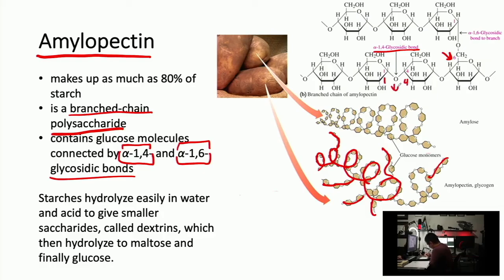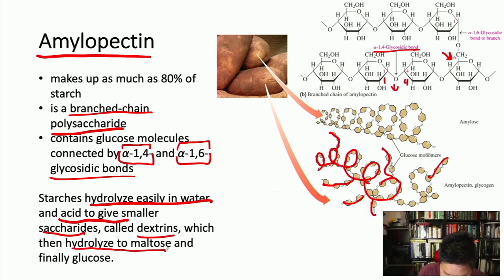Remember that. That's important. These starches hydrolyze easily in water and acid and give smaller saccharides known as dextrins, right? Then they hydrolyze even further into maltose, which is a disaccharide of 2 glucoses, and then finally to glucose, which is what happens in your body when your body starts to metabolize glucose for energy, right?